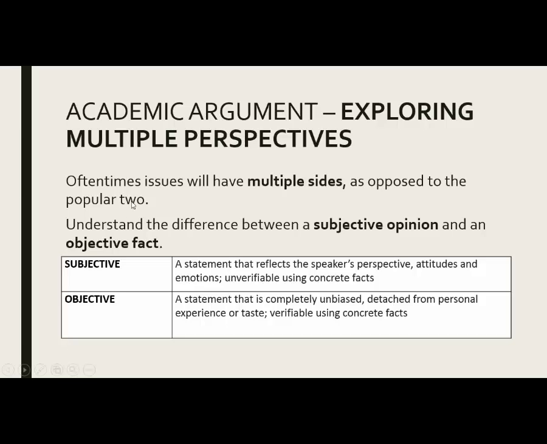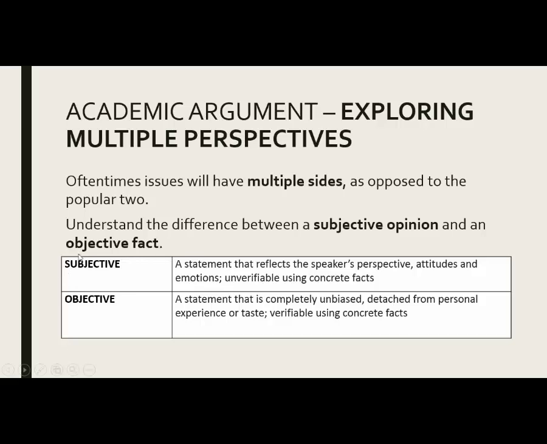So in order to be able to comprehend this, we have to understand the difference between what is a subjective opinion and an objective fact. The terms subjective and objective are kind of antonyms here. Subjective is a statement that reflects the speaker's perspective, attitudes, and emotions, and it's unverifiable using concrete facts, meaning it's an opinion. Objective, on the other hand, is a statement that is completely unbiased, detached from personal experience or taste, and verifiable using concrete facts.